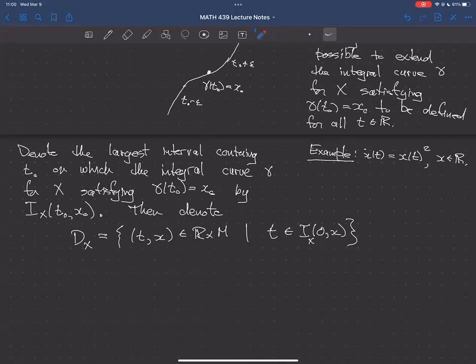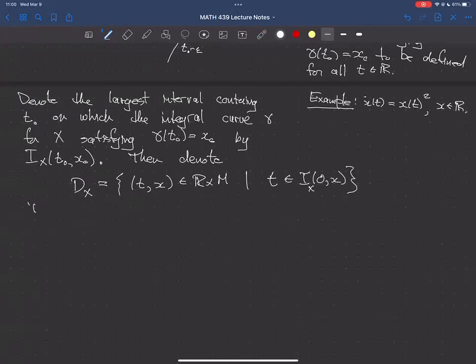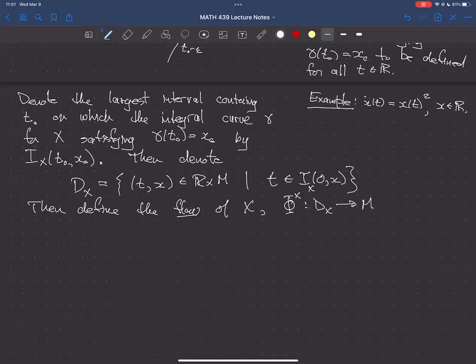And then we can define what's called the flow of X. This is going to be a mapping, which I'll call phi sub X, from D of X into M, defined by the following equation: d by dt of phi sub X of t and x is equal to X at... I'll write this down, then I'll explain what it means.